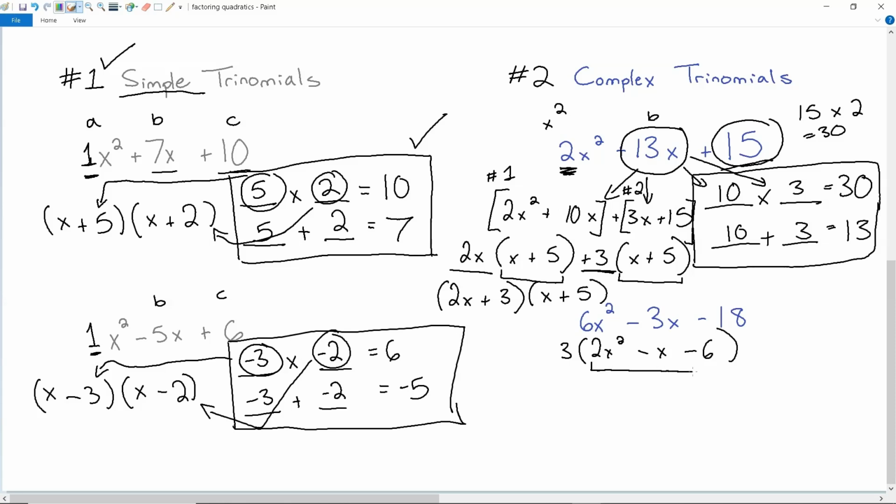Now I just need to look at these terms. So if I take the leading coefficient here of 2 and times it by my c value, I'm going to get a negative 12. So I'm multiplying two numbers to get me negative 12, and I'm adding two numbers to get my b value, which in this case is a negative 1.